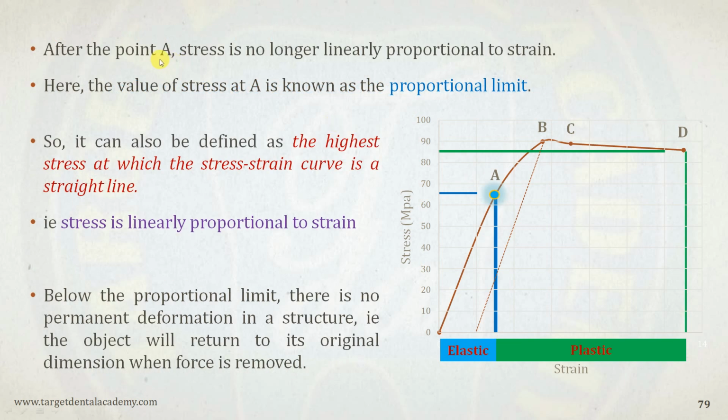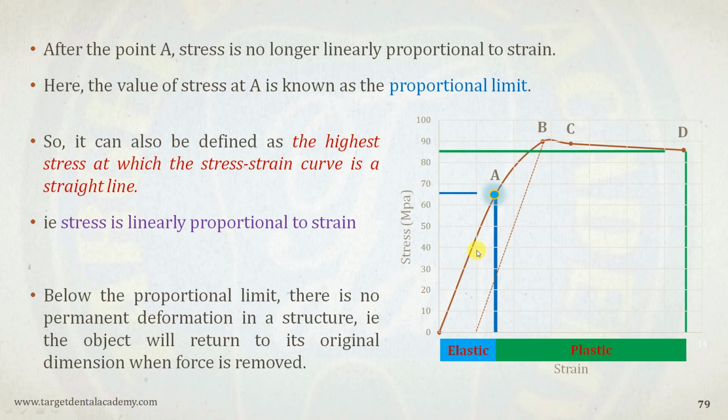After the point A, the stress is no longer linearly proportional to strain. Here the value of A is known as the proportional limit. It is also defined as the highest stress at which the stress strain curve is nearly a straight line. That is, the stress is linearly proportional to the strain.